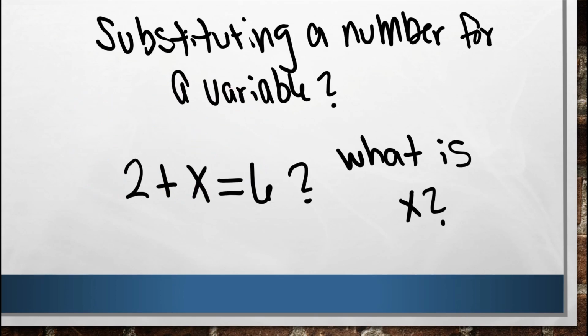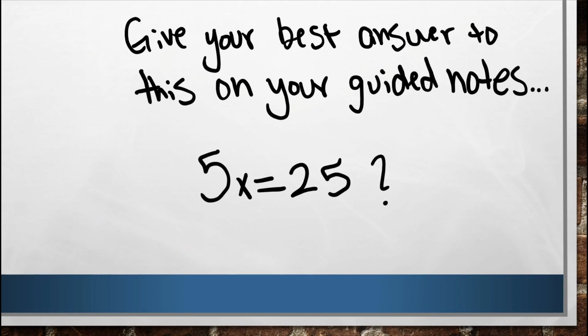Substituting a number for a variable. Oh, what if we don't know what this is? What is x? There's many ways that you could be thinking of this. Maybe you already know from the past examples that we know that x is 4. I want you to answer this on your guided notes. Give your best answer. What is x? And do a brief explanation on how you would solve this.